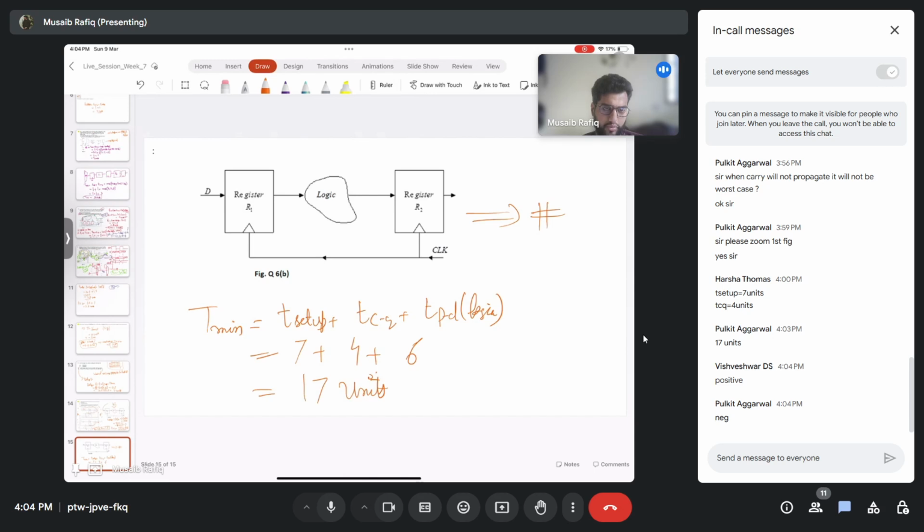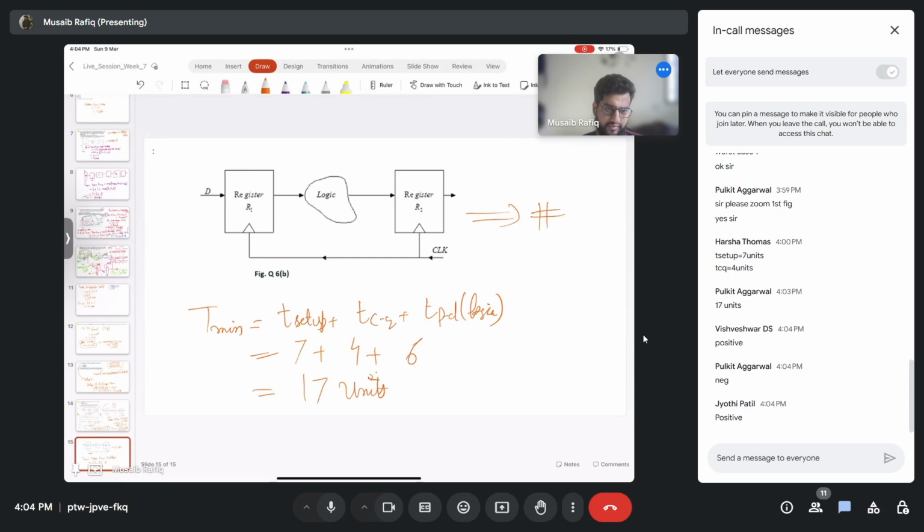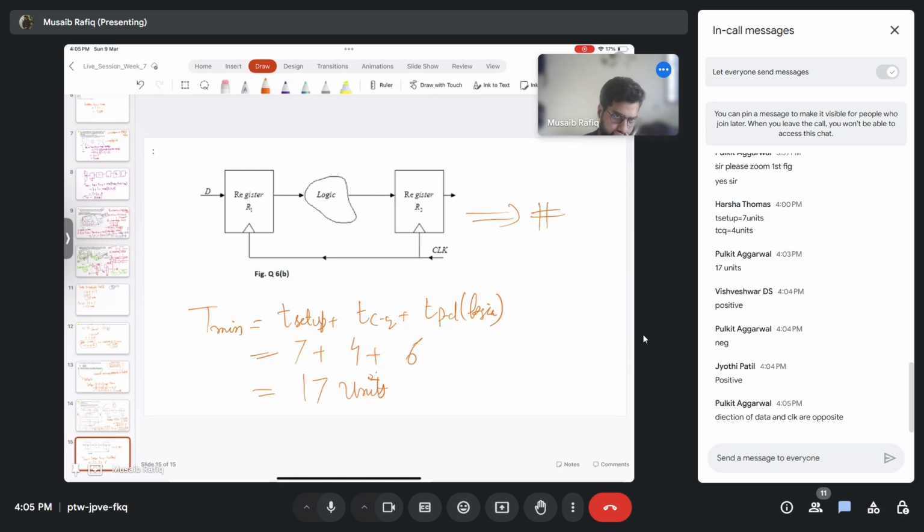So negative. Why? What is the reasoning? Yes, directional data and clock are opposite. And does negative clock skew lead to any timing violations?